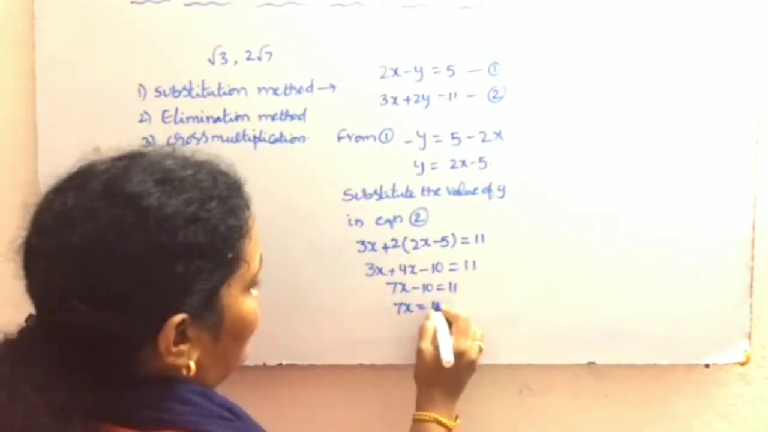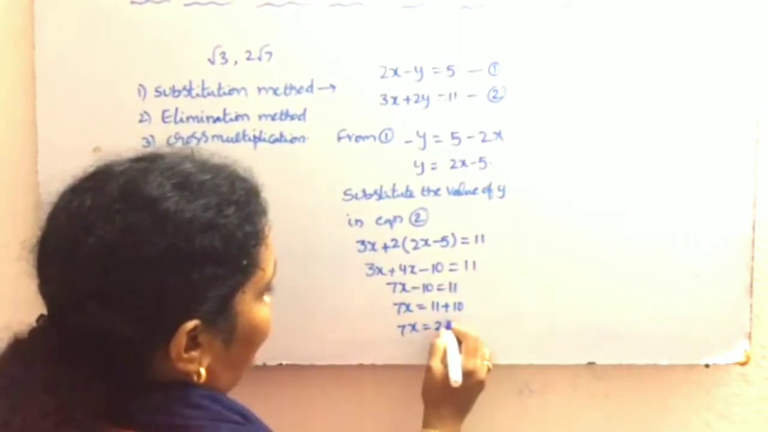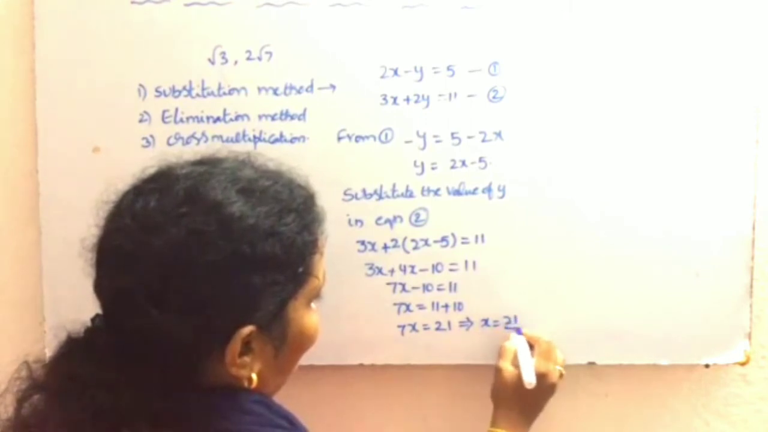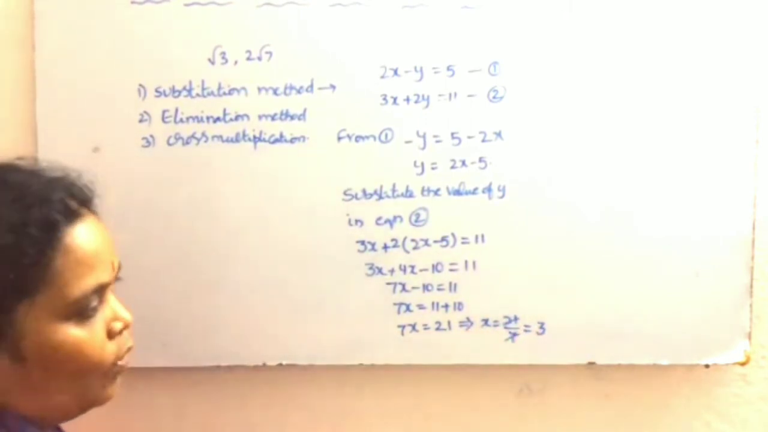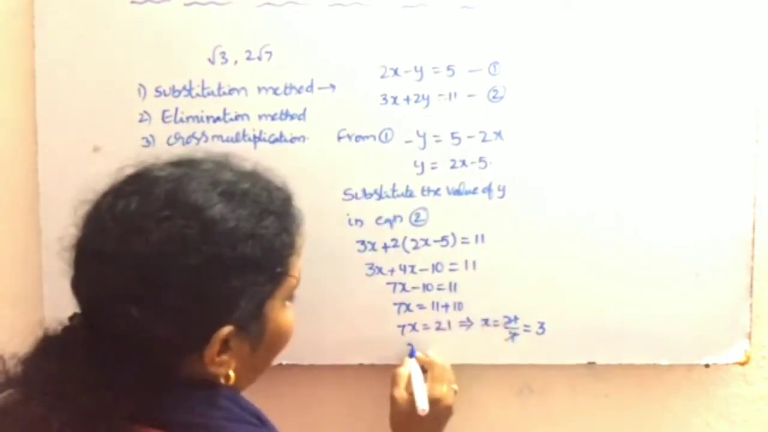7x equal to 11 plus 10. That means 7x equal to 21. That implies x equal to 21 by 7, so that equals 3. Now we know the value of x. So x equal to 3.